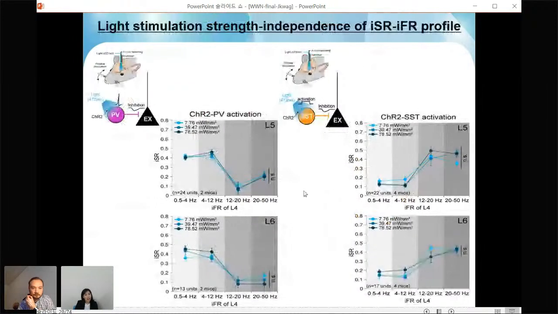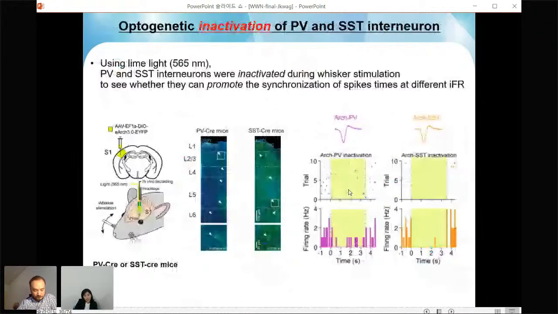These effects of PV and SST interneurons gating the synchronization of spike times at different frequency ranges were not dependent on the amplitude of the light stimulation being delivered. This means that this is very robust and can be generalized over different light stimulation intensities. Now we saw that PV activation and SST activation gated the synchronization of spike times at high and low frequencies. So we wanted to see whether inactivation of PV or SST interneurons can promote the synchronization of spike times at the other frequencies.